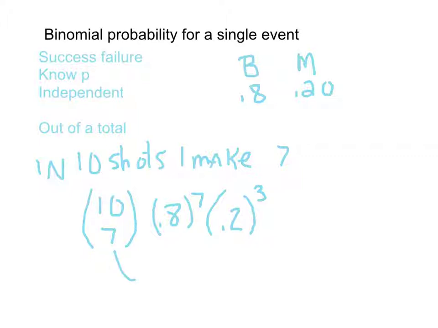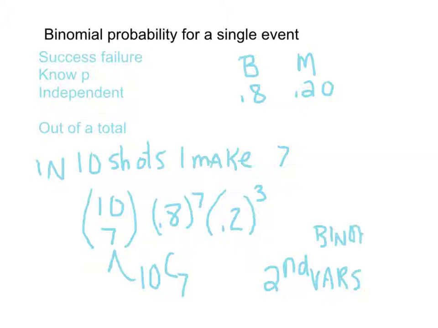This is 10C7 on your calculator. You can also get out your calculator and go second vars, binomial PDF and type in 10, 0.8, 7, and it will just do all of the math for you. So if my shooting percentage is 80%, the probability that I make 7 out of 10 shots is 20%.